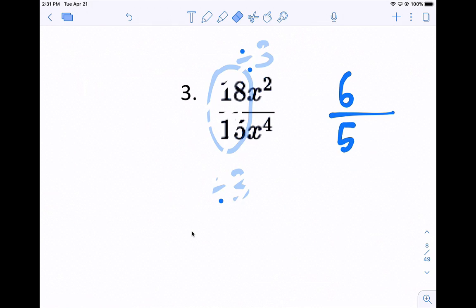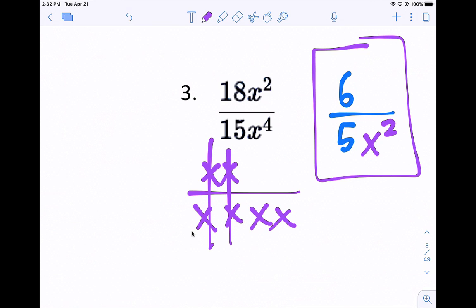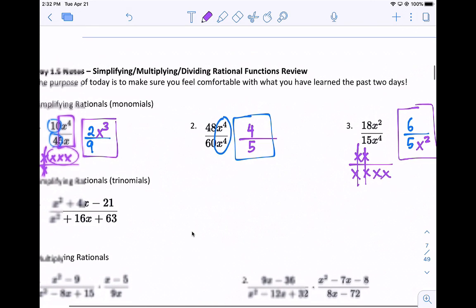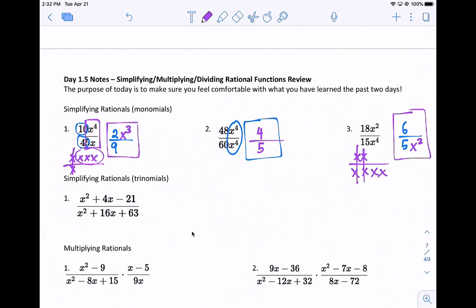Now let's take a look at the x's. We have 2 x's on the top and 4 on the bottom. When you think about this, think about how many will cancel and how many are left, and where are they? We're going to cancel 2 sets. We have 2 left on the bottom, so x squared on the bottom. Those are some examples of simplifying monomials. In today's assignment, we'll use Delta Math, so if you still have trouble, it will show you worked out solutions.